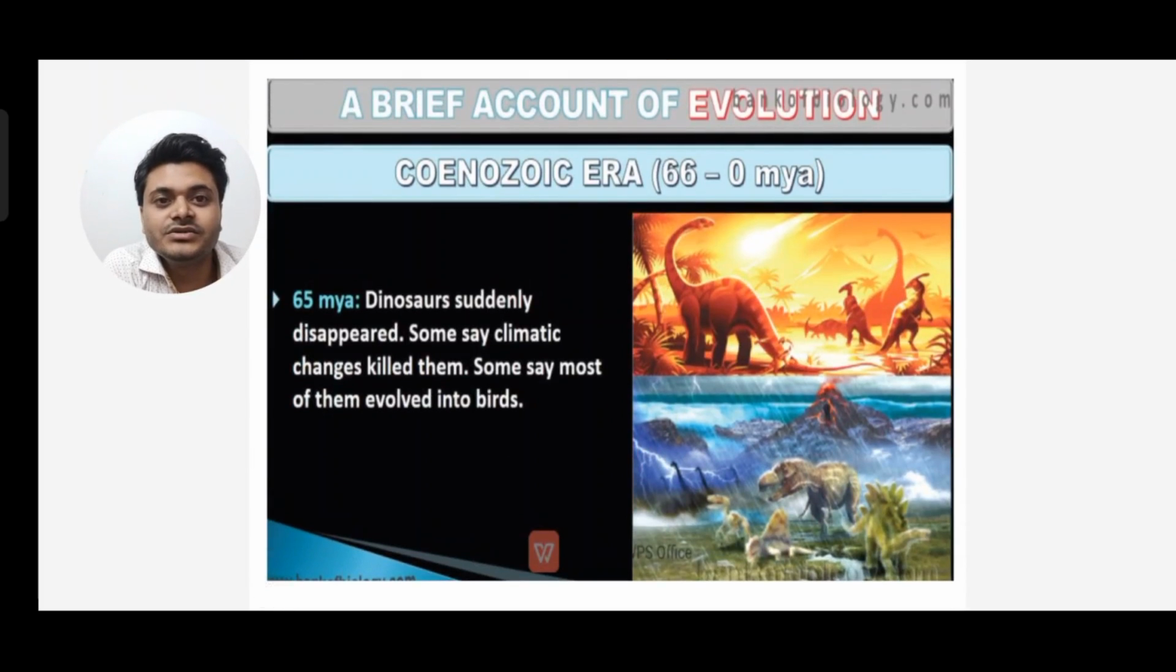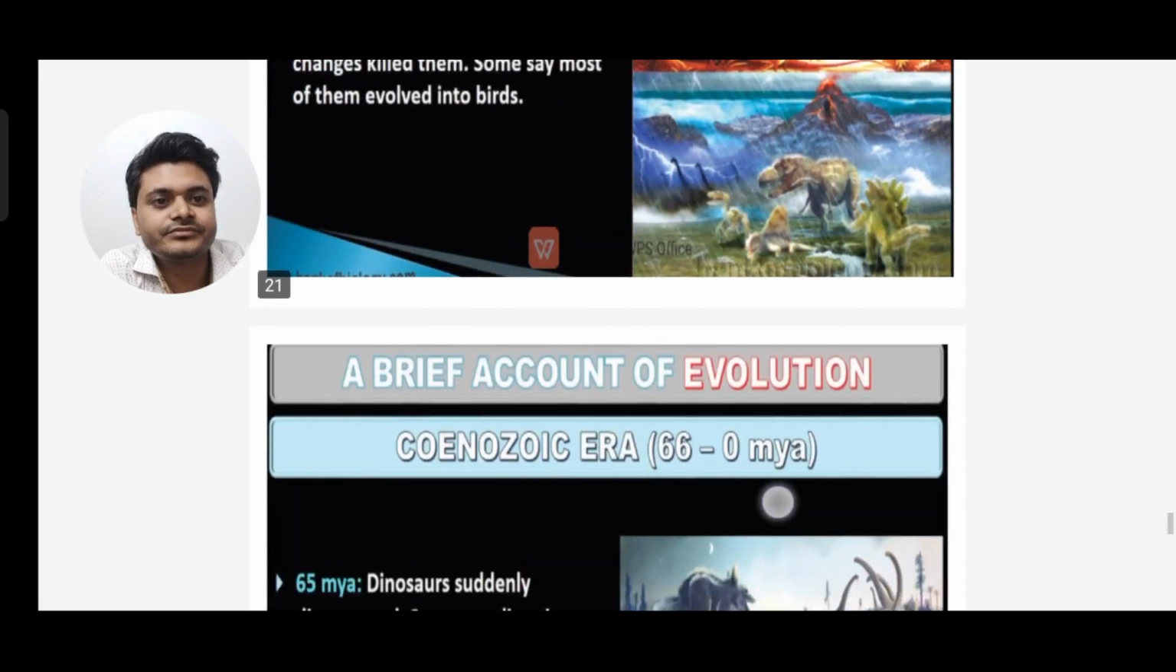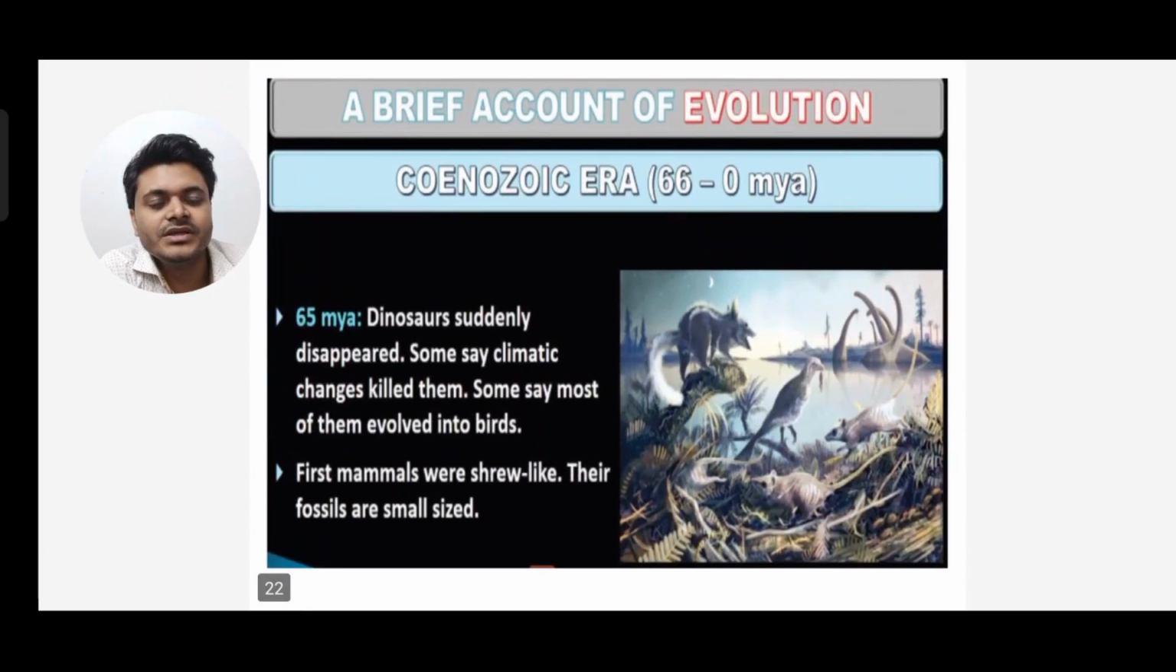So you can see in the Cenozoic era, 65 million years ago, dinosaurs suddenly disappeared. Some say climatic changes killed them. Some say most of them evolved into birds. Next you can see the first mammals were shrew-like. Their fossils are small in size.